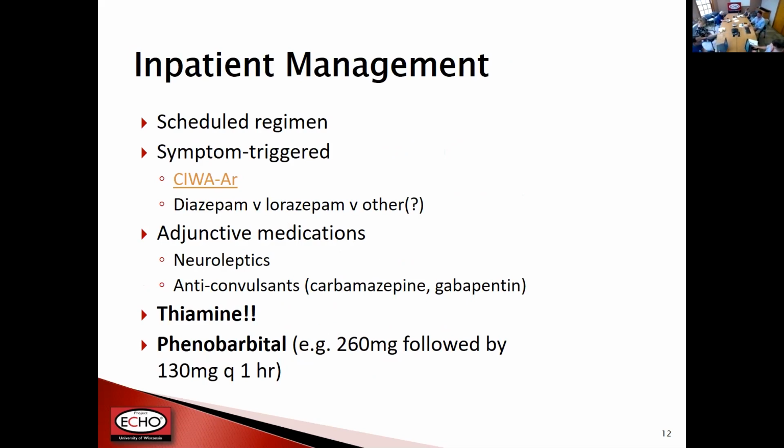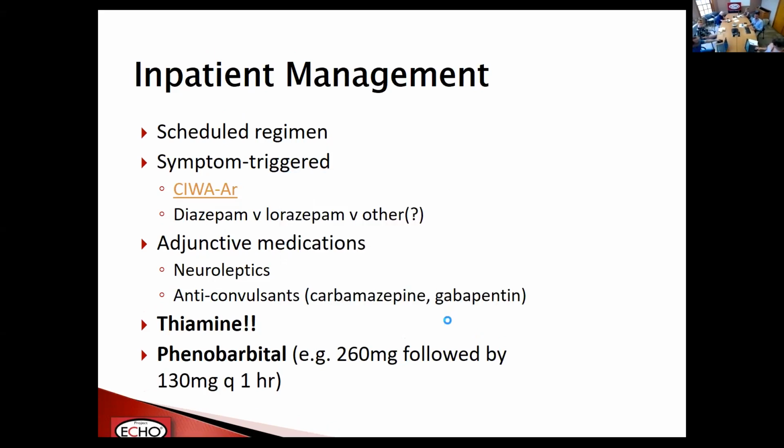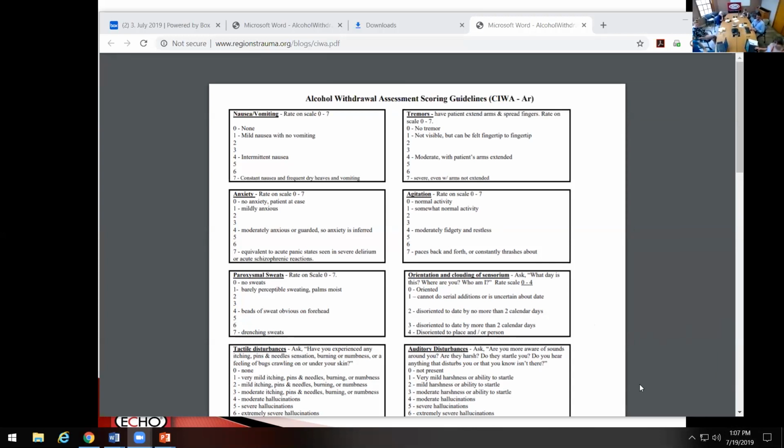For those not familiar, I was going to show you what this withdrawal scale that's likely most commonly used looks like, to give you a sense of it. So the nausea, vomiting, tremors, anxiety, agitation, sweats, tactile disturbances or hallucinations and things along those lines generate a score that can guide the dosing.